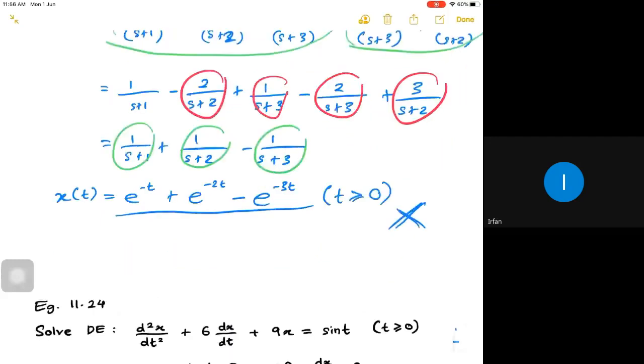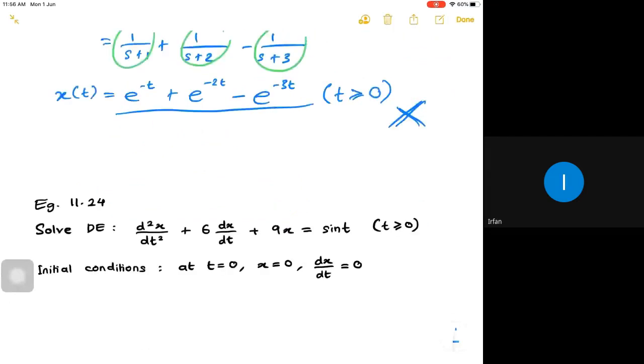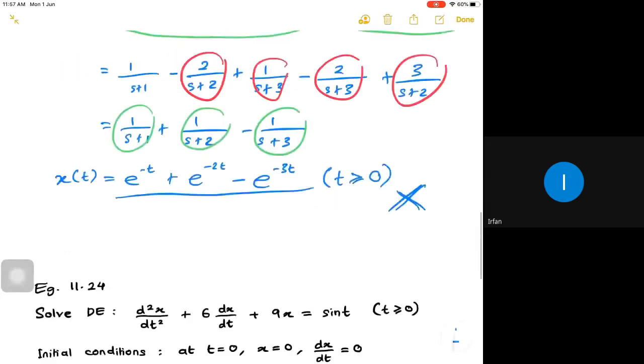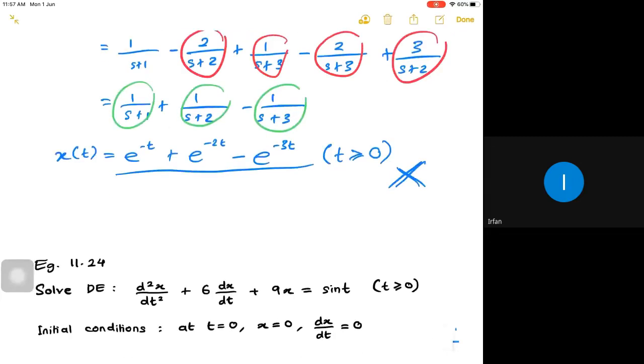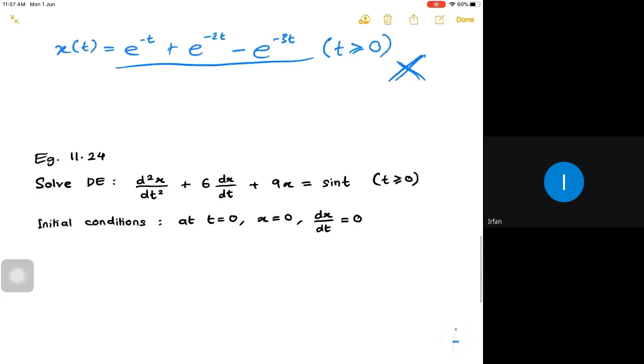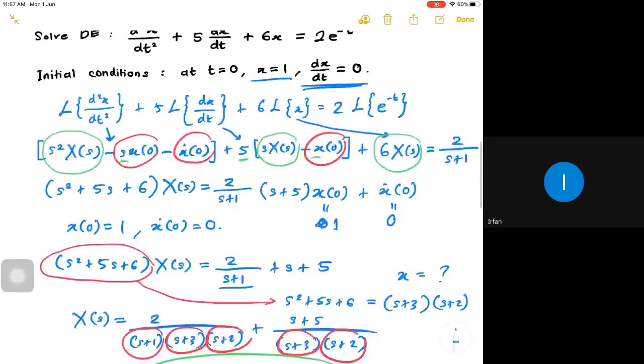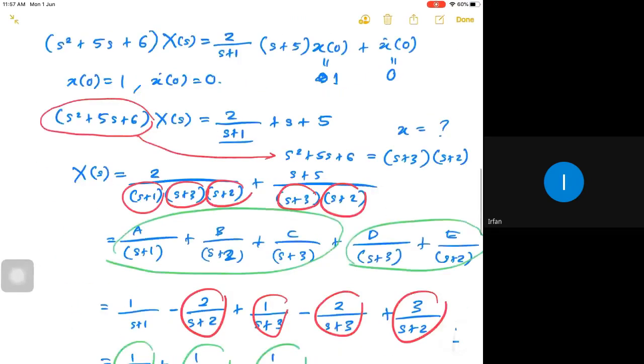11.23. Now, do we still have time for example 11.24? Actually, for 11.24, the difference compared to example 11.23 is we only add the first shift theorem in the solution. So we consider the first shift theorem in the solution of example 11.24. The rest is pretty similar to example 11.23.